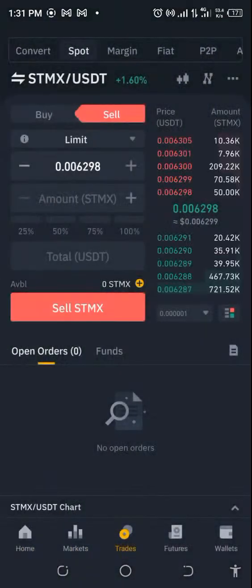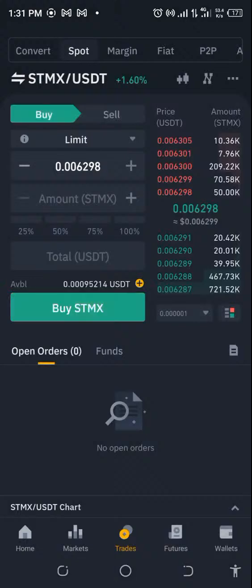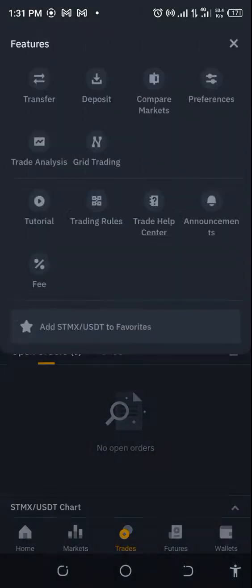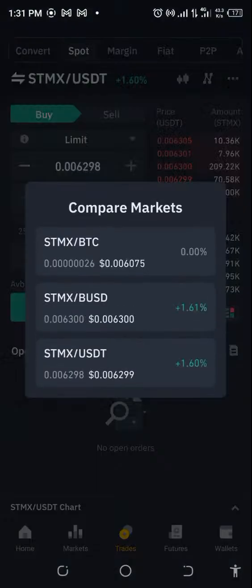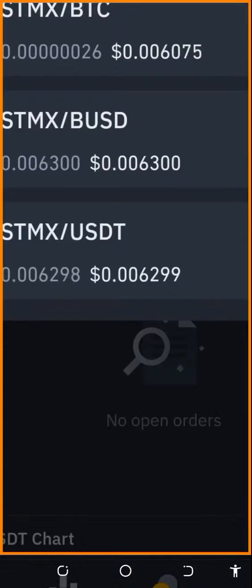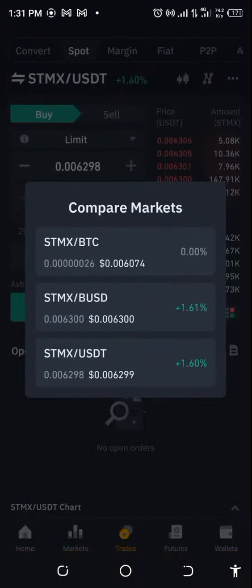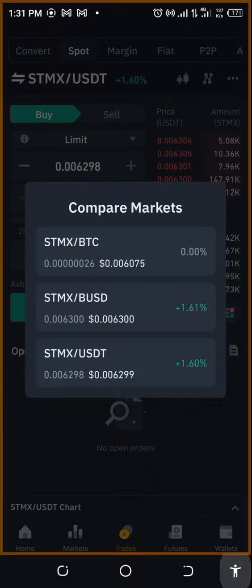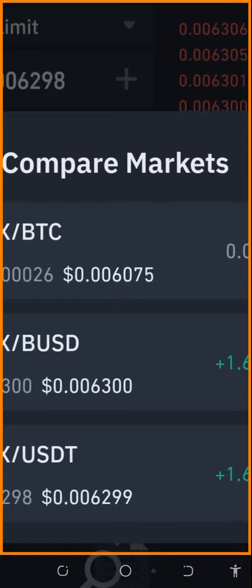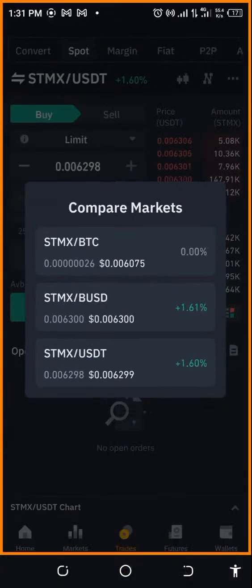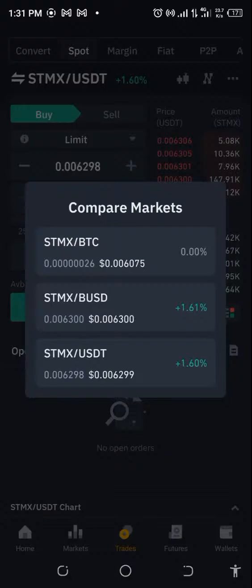Okay, and first of all, like I always say, the first thing you need to do is to check and compare the markets to see what's going on there, see if there's any opportunity whatsoever. Okay, it looks like there's an opportunity here, so I'm just going to see whether I can actually buy STMX with my BTC. So let's see the price. It's 0.006074, while on the others you can see the difference there.